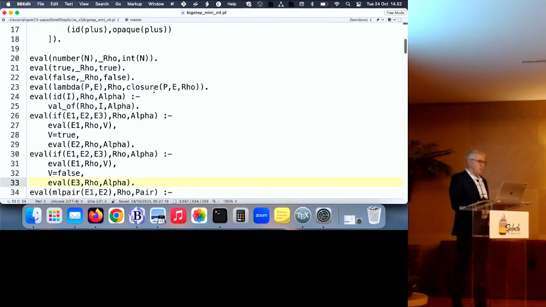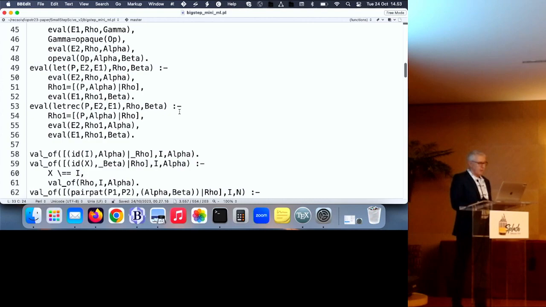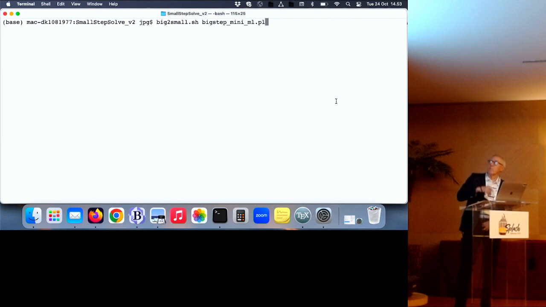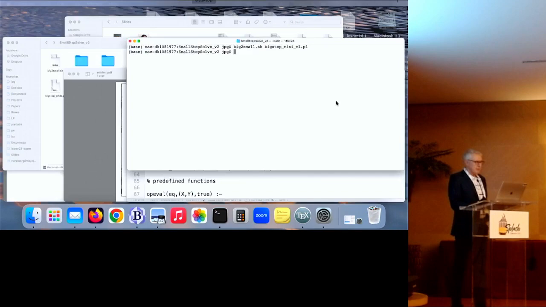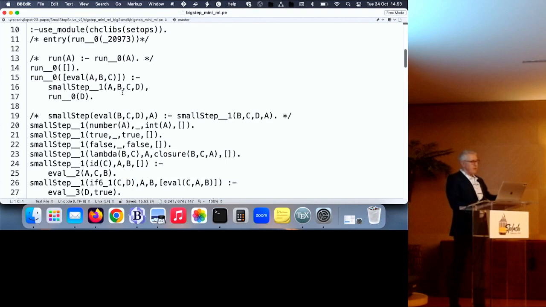As I showed, you can just translate that literally line for line, one to one, into Horn clauses. Here's the rule for let rec, for example, and then some subsidiary predicates for looking up the state and so on. Then what I've got is a script which applies the partial evaluator to the interpreter with respect to that set of big step rules. When we look at that mini ML, here we are, you can see that it was created today at 1453, so I didn't do it earlier. The partially evaluated result contains the run predicate, and this is the output of LOGEN, the partial evaluator. I'm using Michael Leuschel's LOGEN system.